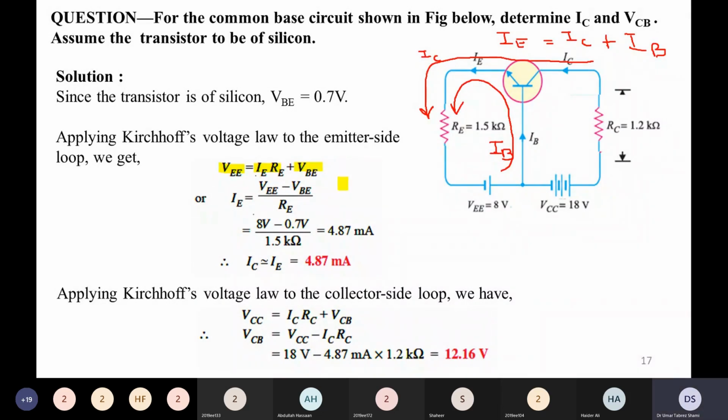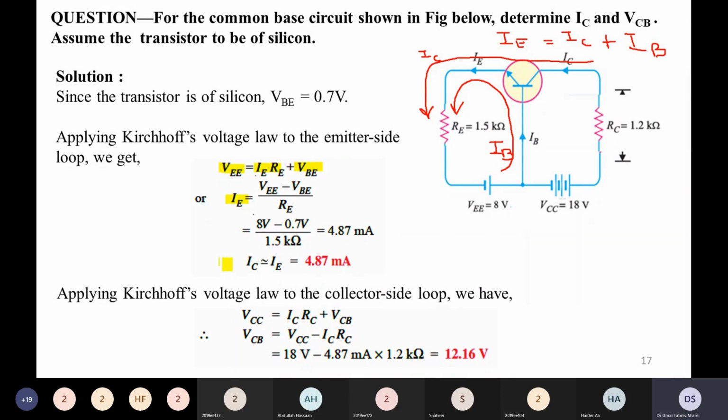So by rearranging, we get IE is equal to VEE minus VBE over RE, and these values are given. VEE is equal to 8 volts, VBE is equal to 0.7 volt, and RE is equal to 1.5 kilo ohms. So the emitter current is equal to 4.87 milliampere.